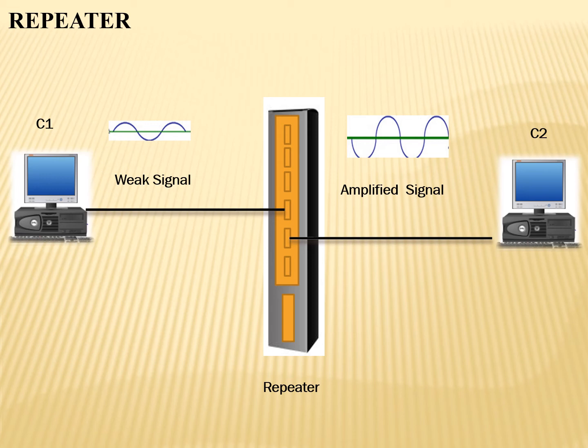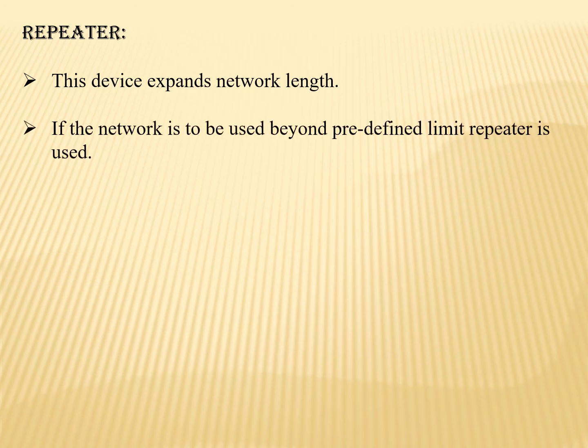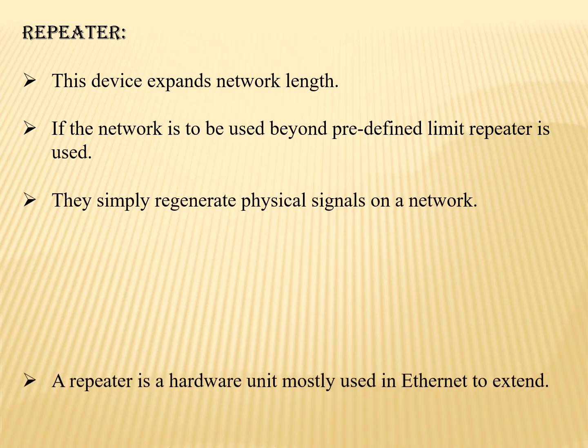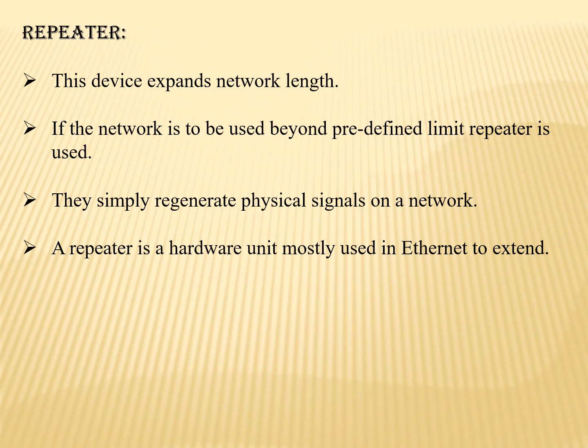Now let us discuss the function of repeaters. Repeaters play a very important role in Ethernet connections. Now what is Ethernet? Repeaters: this device expands network length. If the network is to be used beyond a predefined limit, a repeater is used. They simply regenerate physical signals on a network. A repeater is a hardware unit mostly used in Ethernet to extend.